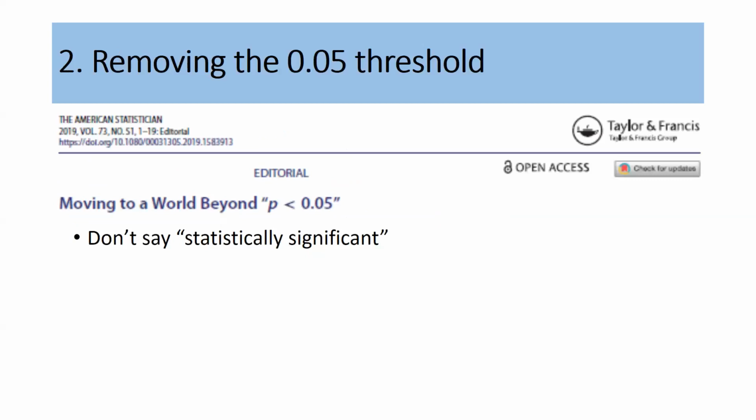The second solution, to remove the 0.05 threshold: this particular paper here, Moving to a World Beyond p < 0.05, was the editorial to the special edition, which summarized all 43 papers. In summary, it basically said to avoid saying statistically significant, to treat p-values as continuous measures, that is, to report the actual p-value along with the full details of the study in an open and honest way.